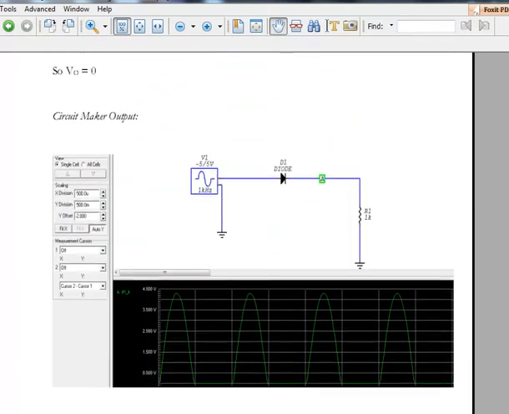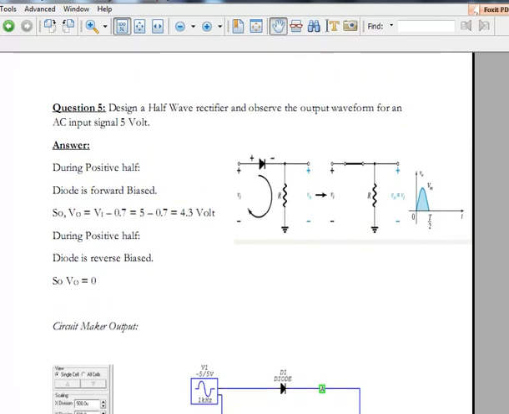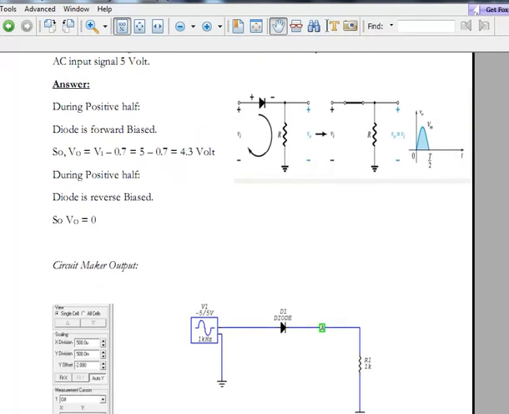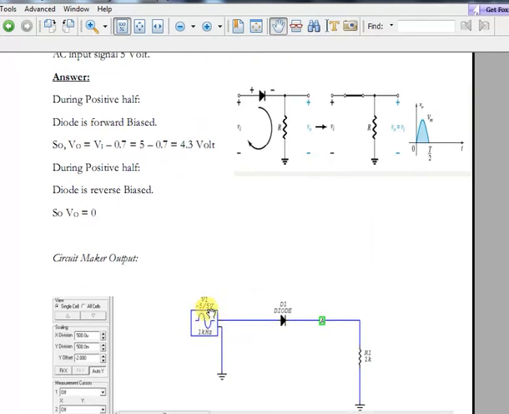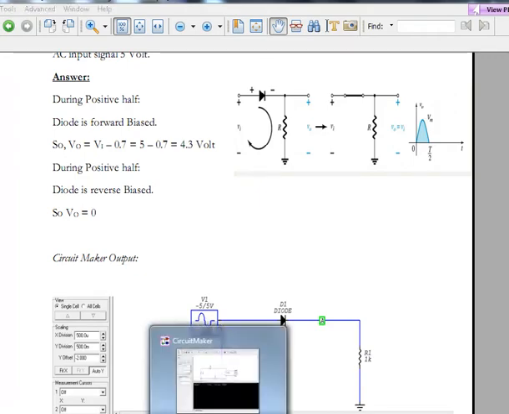Now let's go to the next question. This is a very interesting question. Design half-wave rectifier and observe the output waveform for an AC signal of 5 volt. So you know what a rectifier does. A very simple AC signal. Earlier example we were using DC, but we will use AC signal here. 1 diode and 1 resistor, and we will see. And you have to be a bit careful because it is different from others.